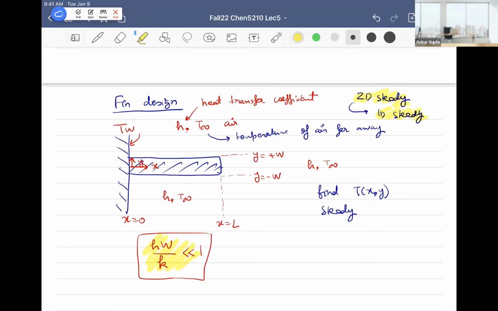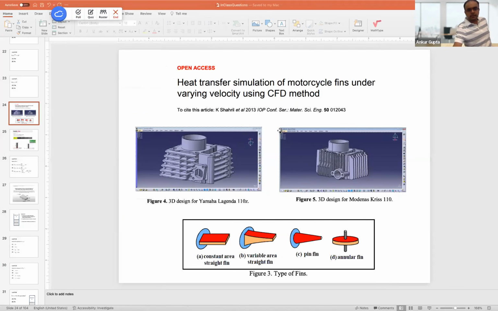Now, before we go into the details of this, let's quickly discuss why this would be interesting. I believe many of you must have seen this. Pin design is a very important part of heat exchangers and the design of engines.